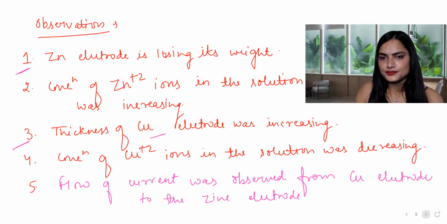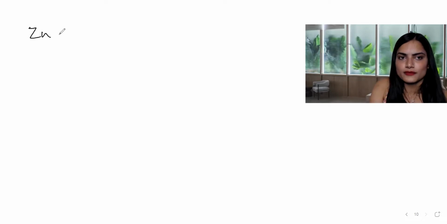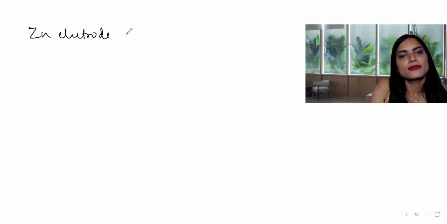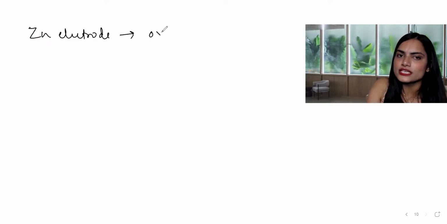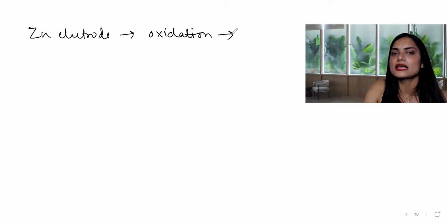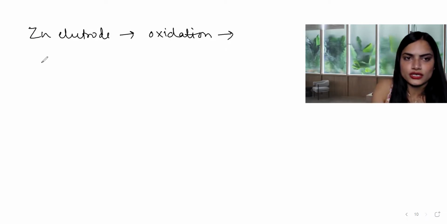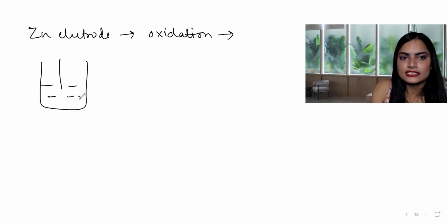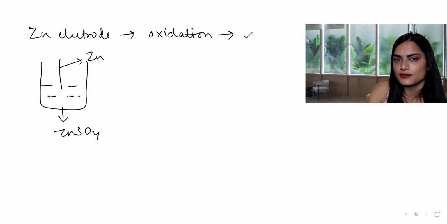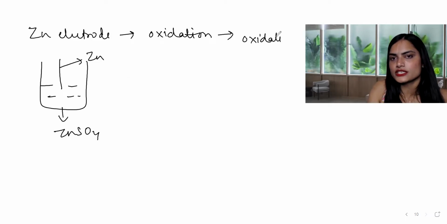So I'm writing here that on the zinc electrode, oxidation is taking place. And this half cell, the zinc electrode dipped in ZnSO4 solution, is the oxidation half cell.